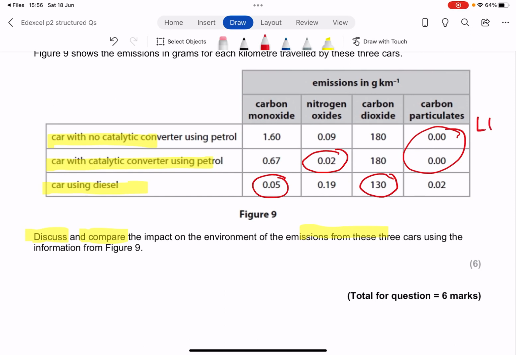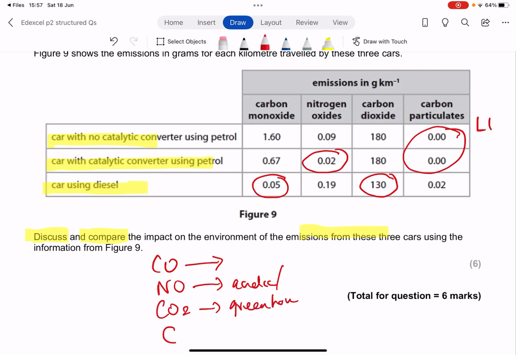Okay. So now let's look at what's the problem with carbon monoxide, nitrogen monoxide, carbon dioxide, and carbon? So carbon monoxide is a toxic gas that combines with hemoglobin in the bloodstream. It replaces oxygen, and it could lead to brain hemorrhages. Nitrogen monoxide causes acid rain and also photochemical smog. They can prevent sunlight hitting the surface of the earth and make everything look dark and dreary. Carbon dioxide is a greenhouse gas, and you can talk about global warming.